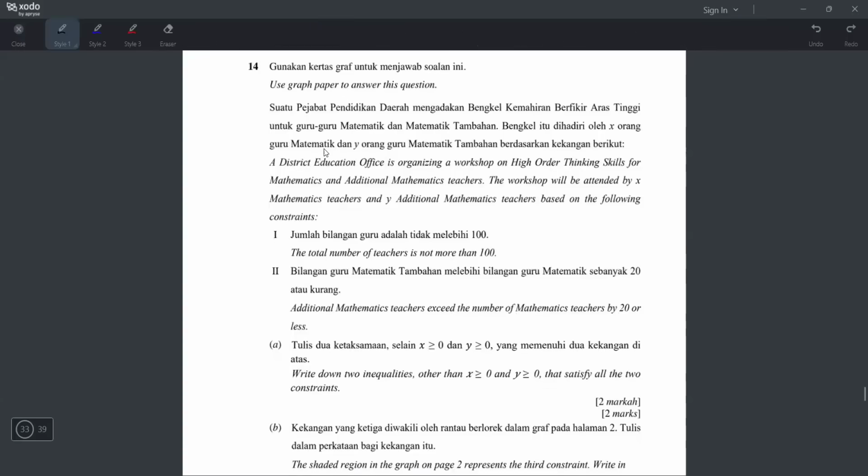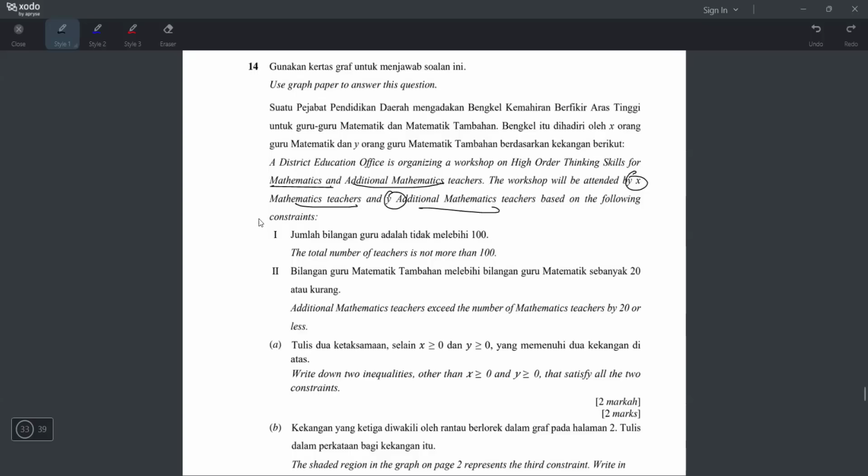Okay, let's do number 14. Use graph paper to answer this question. Okay, in English, a district education office is organizing a workshop on high order thinking skills for mathematics and Addmaths teachers. Okay, boleh. The workshop will be attended by X mathematics teachers and Y Addmaths teachers based on the following constraints. Okay, I already know which chapter this is. The Form 5 chapter, linear programming. Okay, pengaturcaraan linear. And this one has to use graph paper.